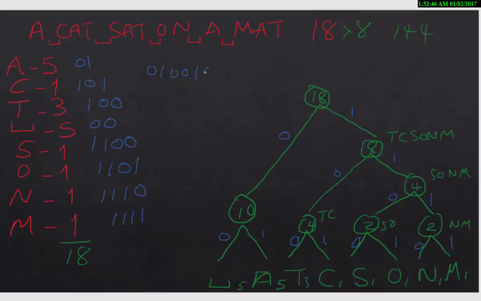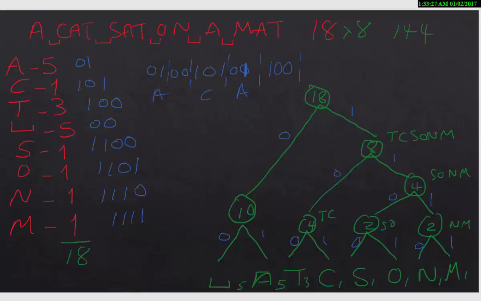Cat 101 with the 0, 0. T 11100. I think I've, oh yeah, this is the space, isn't it? Cat, a cat. So this is A, so I did that wrong then. And then T is 100, and then it carries on from there. But the frequency of that will be 2 bits.